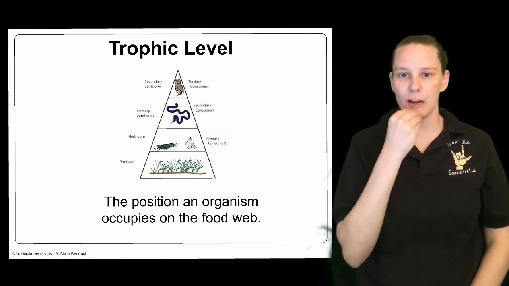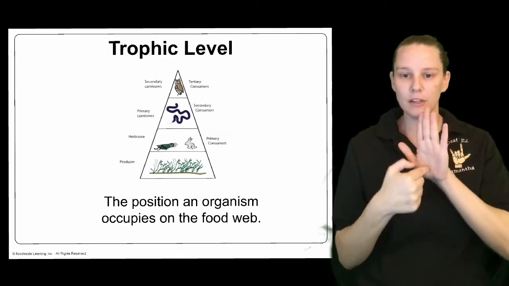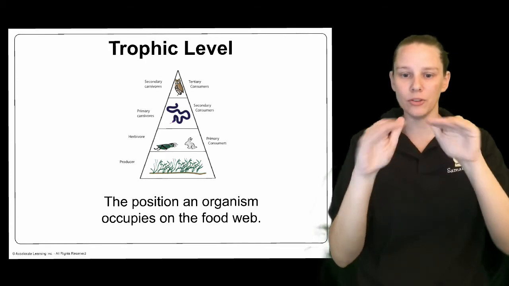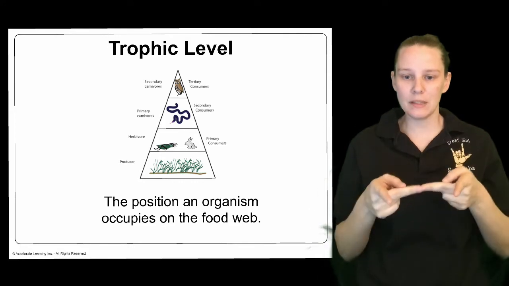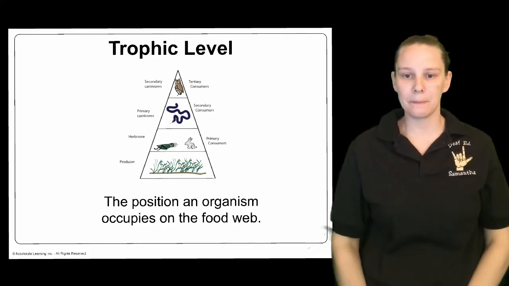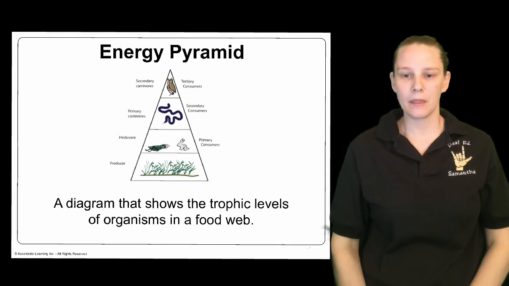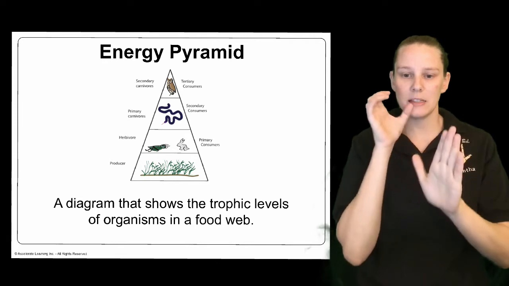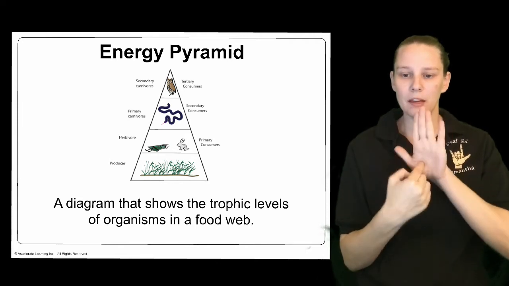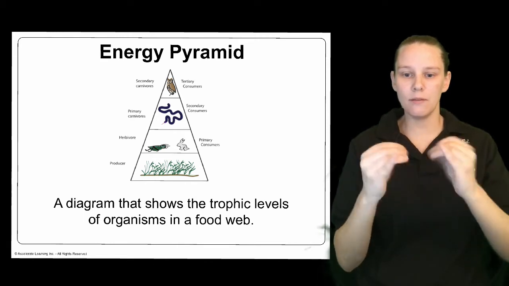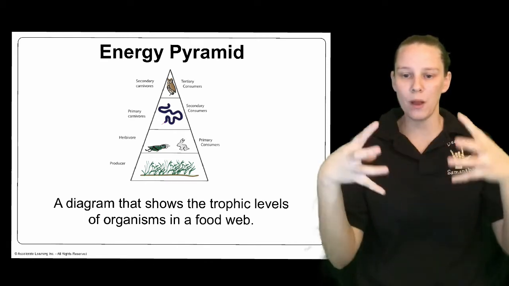Now you can see our food pyramid. It shows you the trophic levels or the positions that are on a food web. It is the same as an energy pyramid. It is a diagram that shows the trophic levels of organisms in a food web.